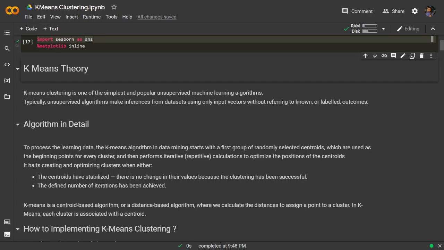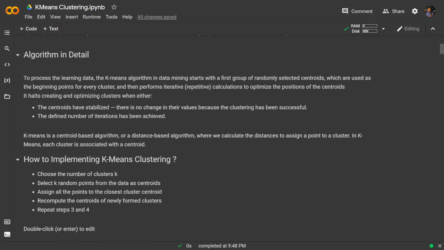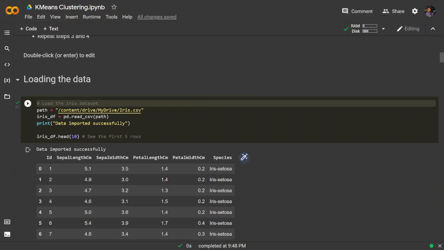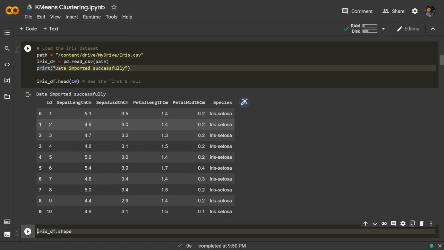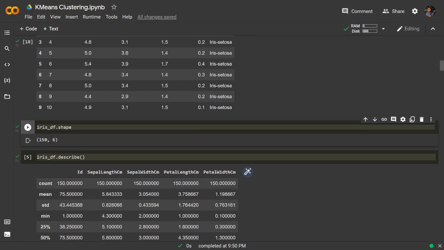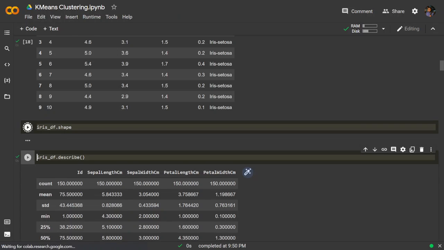The k-means is a centroid based algorithm, and so we calculate the distances and assign them to a point in a cluster. So here the important hyperparameter is setting the number of clusters, which is k. So then what we will do is we will try to visualize the data and check how the data is located so that I can select a cluster value.